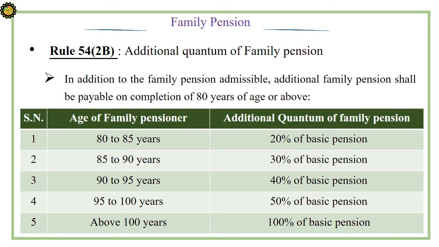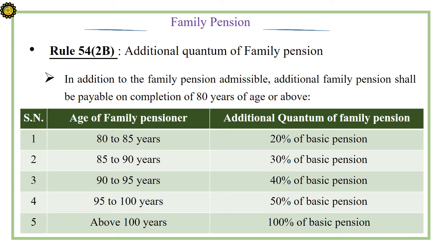Rule 54(2)(b), additional quantum of family pension. In addition to the family pension admissible, additional family pension shall be payable on completion of 80 years of age or above. If the age of family pensioner is 80 to 85 years, then the additional quantum of family pension will be 20% of basic pension. If the age is in between 85 to 90 years, 30% of basic pension.